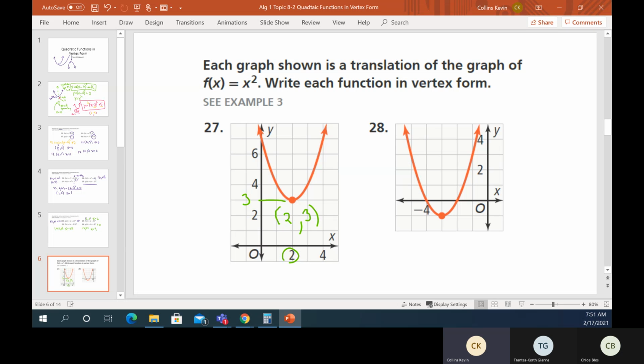Okay, so then we said the way we write this is we say f of x equals, so we have x, and then we switch the sign on this guy, right? So it becomes x minus 2, right? And then the other guy, just leave him alone, plus 3. That's the equation of that parabola. Cool.